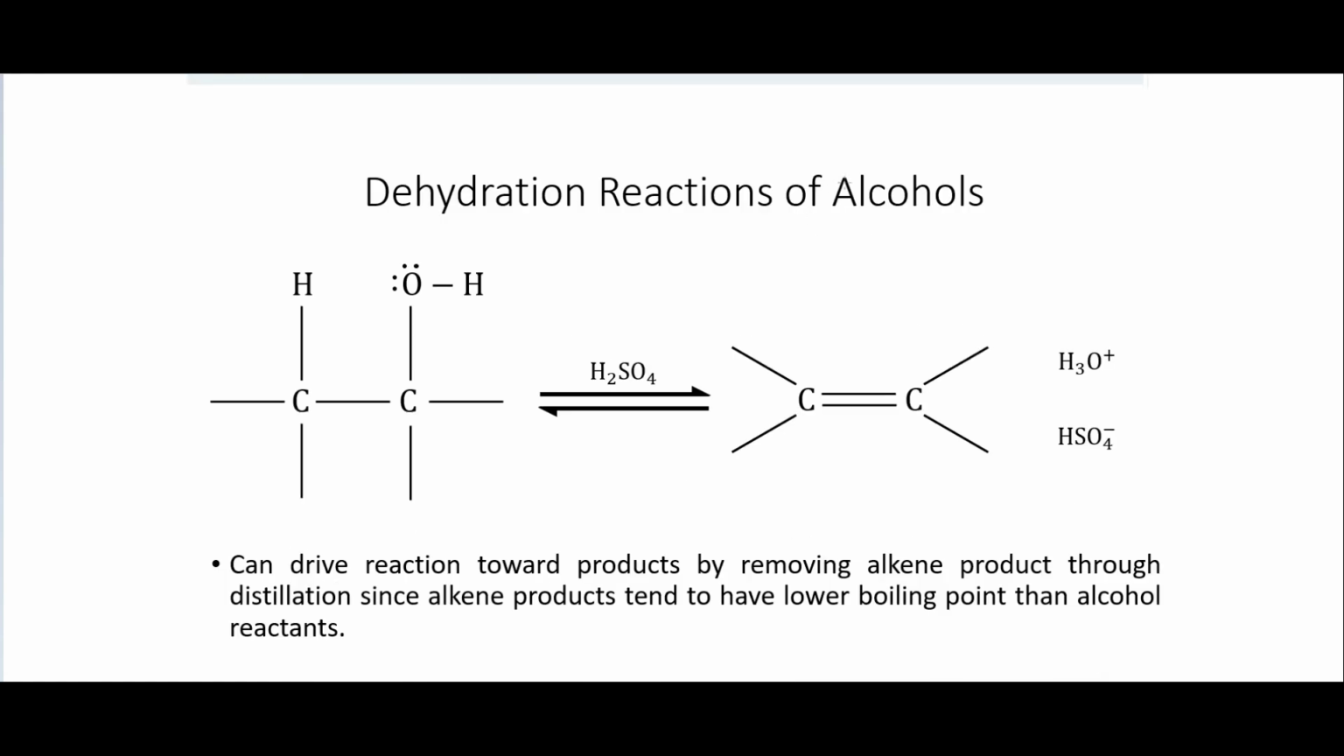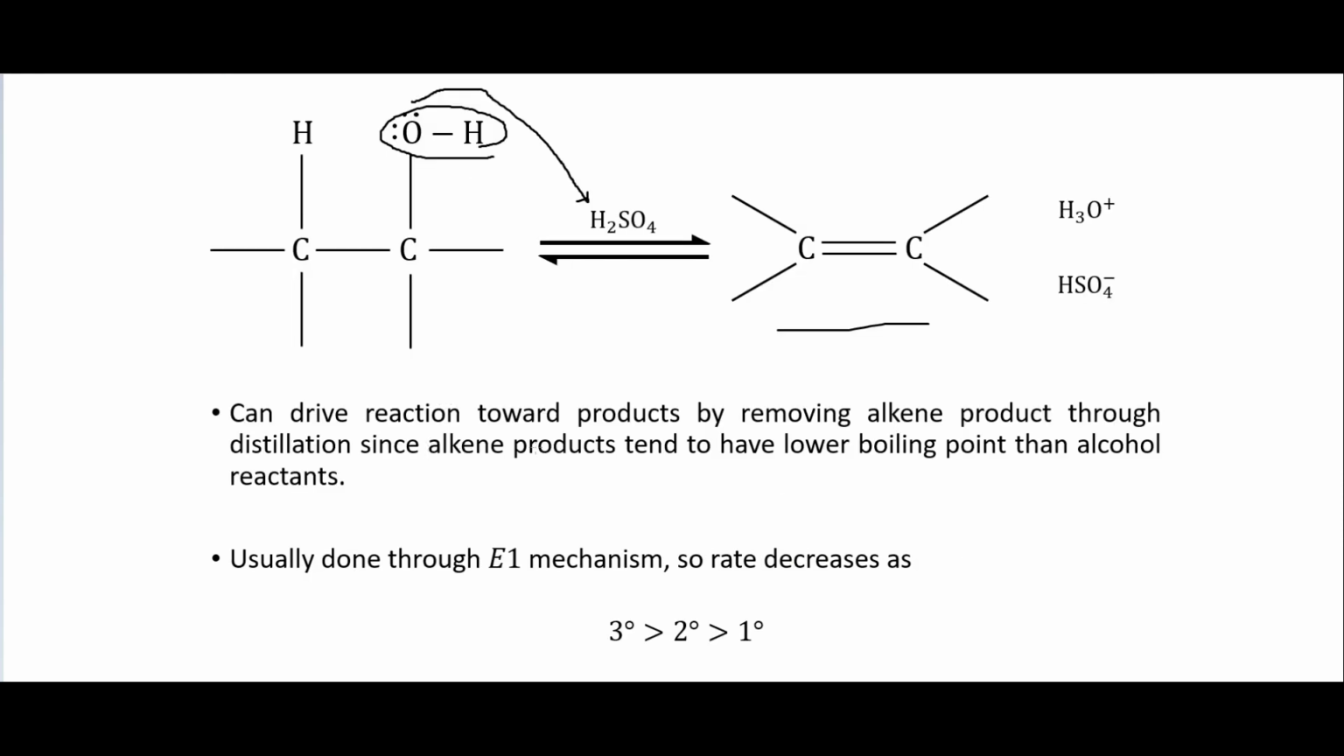So again, the dehydration reactions of alcohols look like this. We will protonate this by having that grab a hydrogen from there. This becomes a water leaving group, and we can do an elimination reaction to form our alkene here. And we can drive the reaction towards products by removing alkene through distillation, so using Le Chatelier's principle to drive the reaction towards the products. And this works since the alkene products tend to have a lower boiling point than alcohol reactants, and so we can actually do a distillation to remove alkene product.